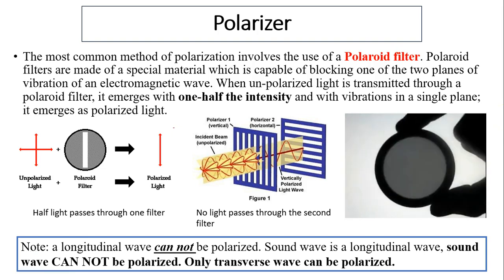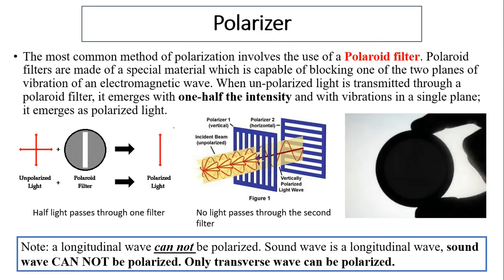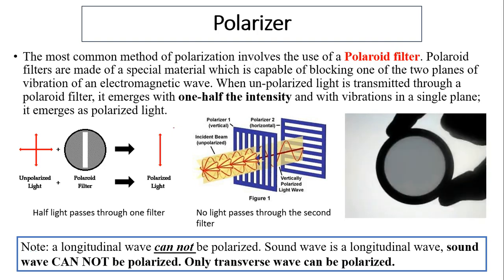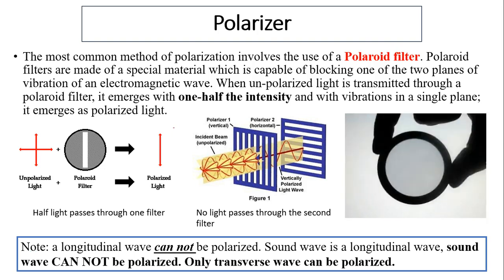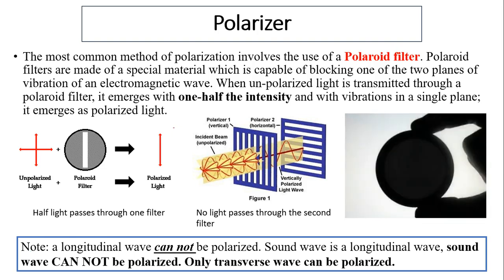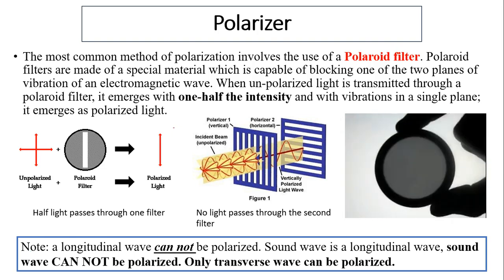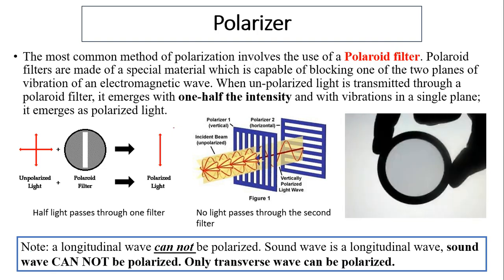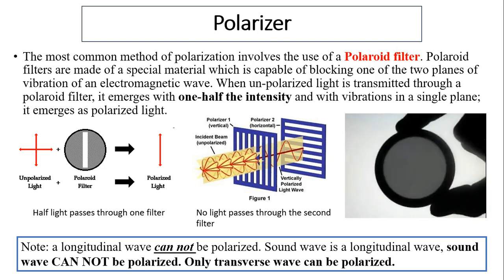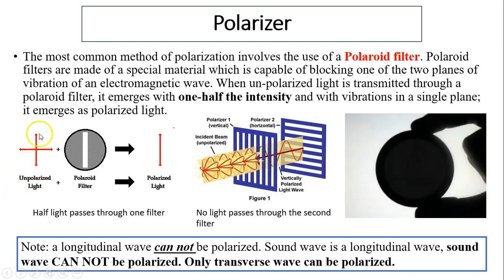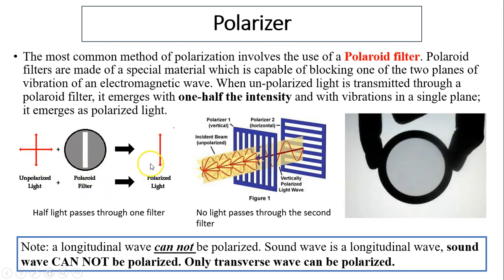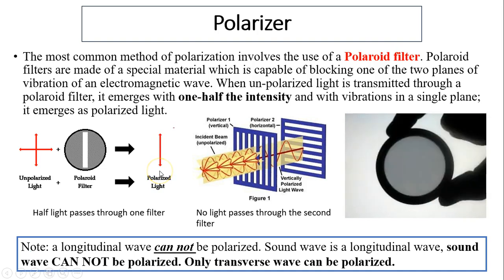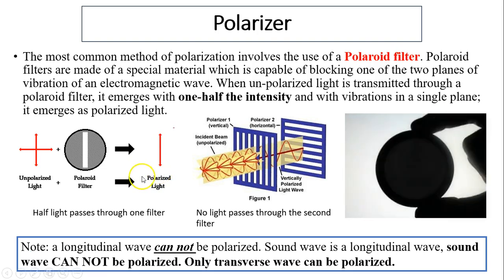To polarize light, we need a polarizer. The most common method of polarization involves using a Polaroid filter. Polaroid filters are made of a special material which is capable of blocking one of the two planes of vibration of an electromagnetic wave, such as light. So when unpolarized light is transmitted through a Polaroid filter, it emerges with just 1/2 of its intensity. You can basically categorize all the planes into two, vertical or horizontal. When you pass through this filter, only 1/2 of it passes. The other half is blocked.